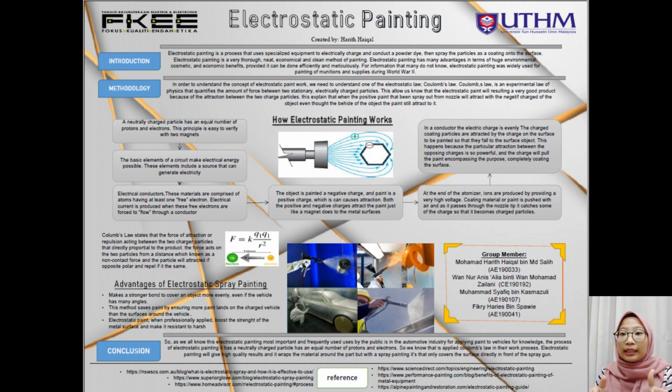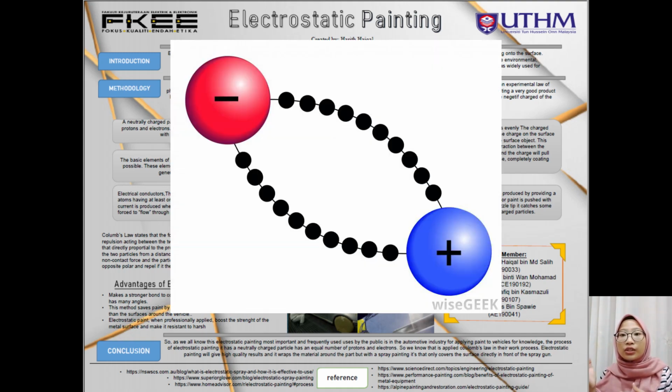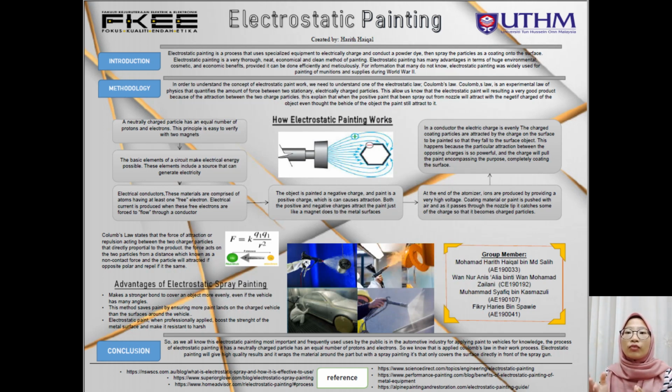In electrostatic painting, the item to be painted receives a negative charge, and the paint has a positive charge, and it is sprayed on using a revolving nozzle. It is easy to understand this technology with two magnets, which is the repel and attract technique.